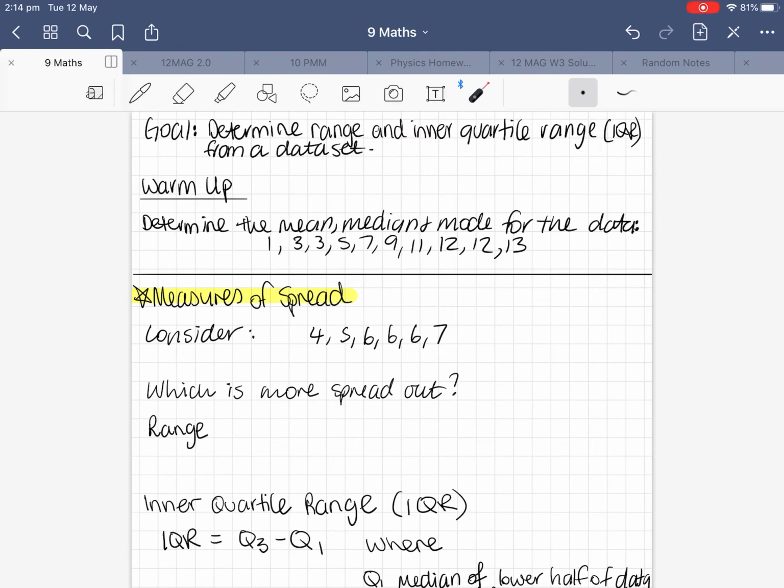Starting with the warm-up though, I want you to find the mean, median and mode for this data set here, where I've already arranged the data set in ascending order for you.